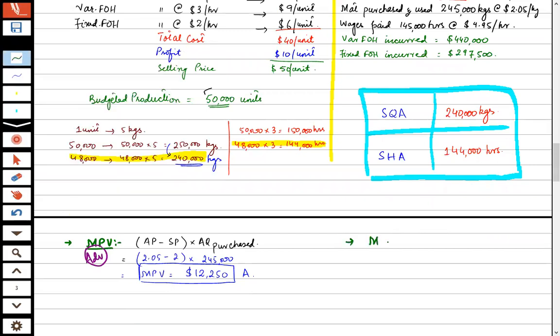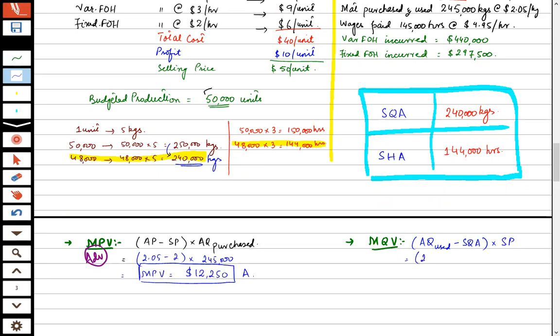Its symbol is MQV. It is obviously the difference of the standard quantity allowed and the actual quantity used. So we will write as actual quantity used minus standard quantity allowed. And when there is a quantity, it will be multiplied by the standard price. So actual quantity used is also 245,000.